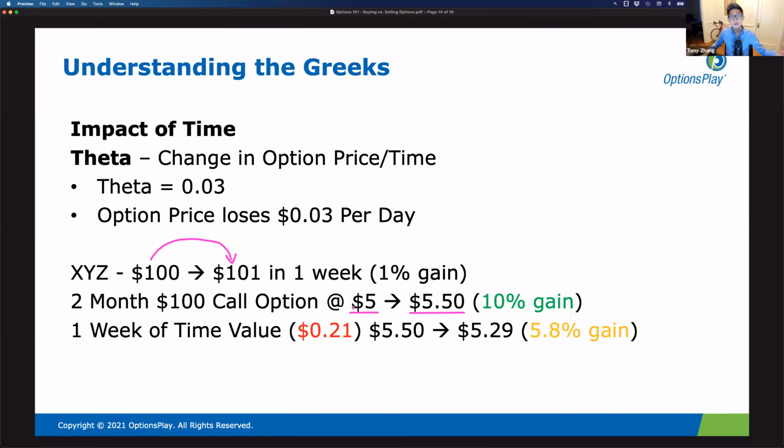But because 1 week goes by, which is 3 cents a day multiplied by 7 days, that gives me a loss of 21 cents. So I would have to subtract 21 cents from the value of my option. So if a week goes by and the stock goes up by 1%, I basically make a 5.8% gain because the stock makes 50 cents by delta, but loses 21 cents due to theta. So I have only a 5.8% gain versus a 10% gain if the stock made that jump overnight, if you will. Does that make sense, everyone?